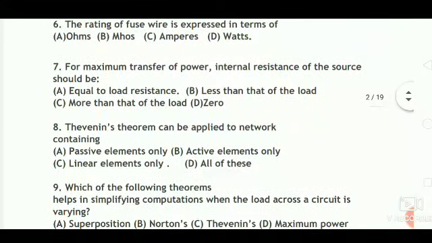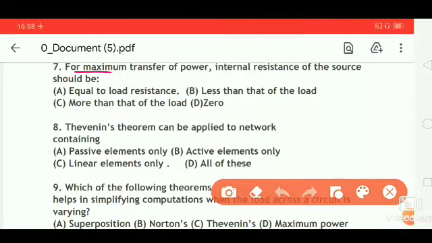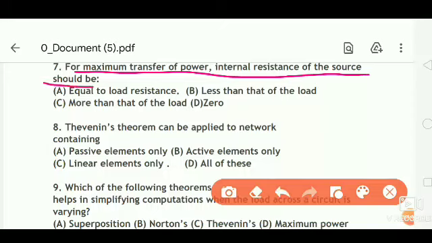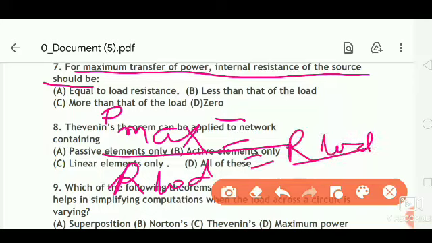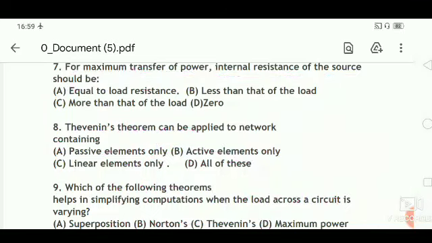The next question is: for the maximum transfer of power, the internal resistance of the source should be which of the following? Option A equal to the load resistance, option B less than the load, option C more than the load, option D zero. We know the maximum power is transferred when the load resistance is equal to the internal resistance of the source. So option A is the right answer.